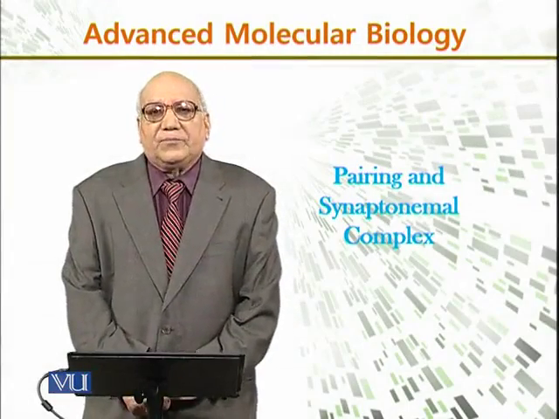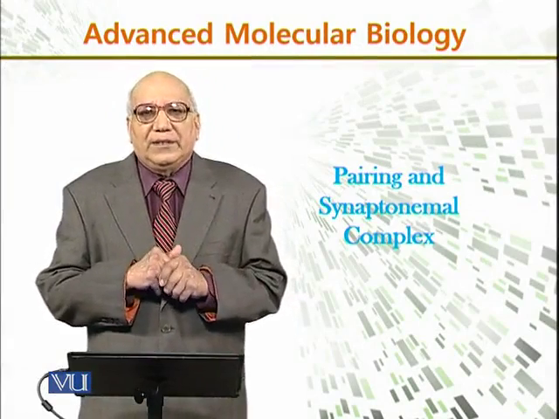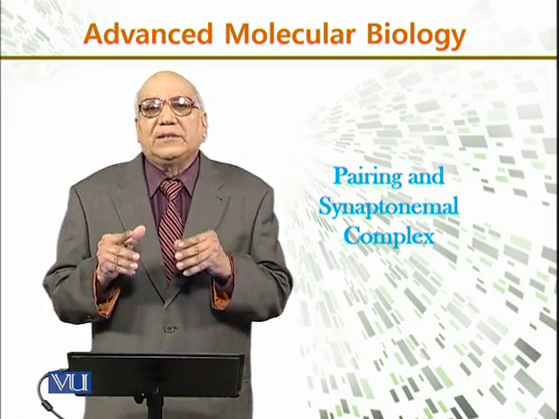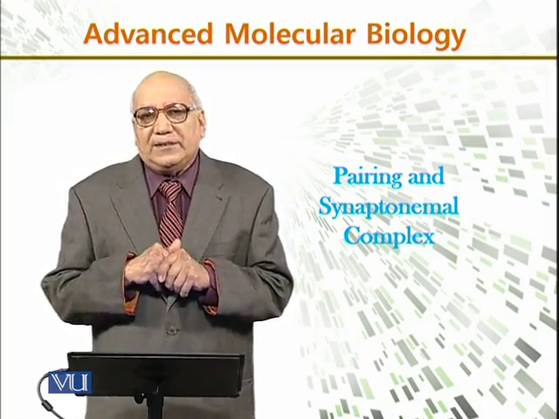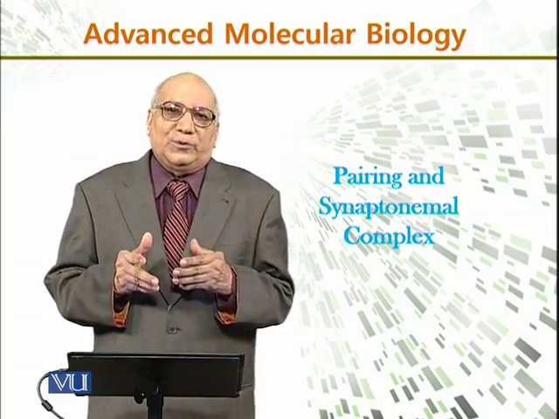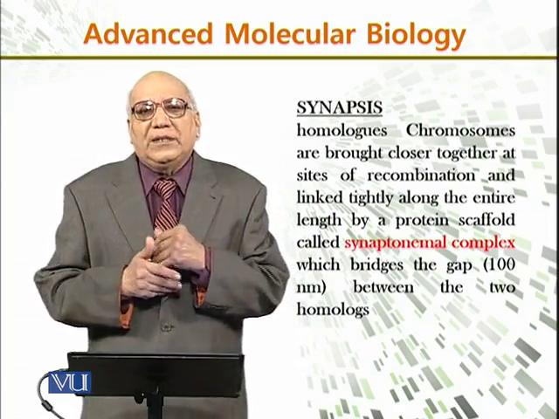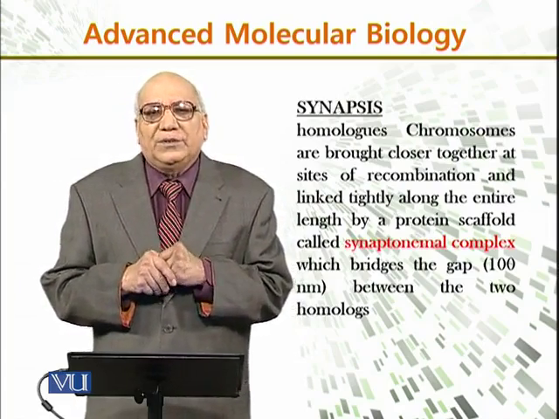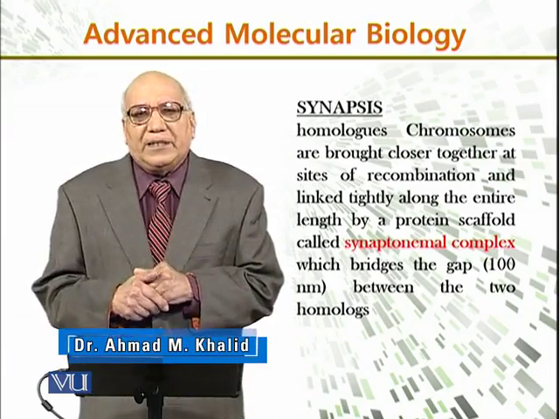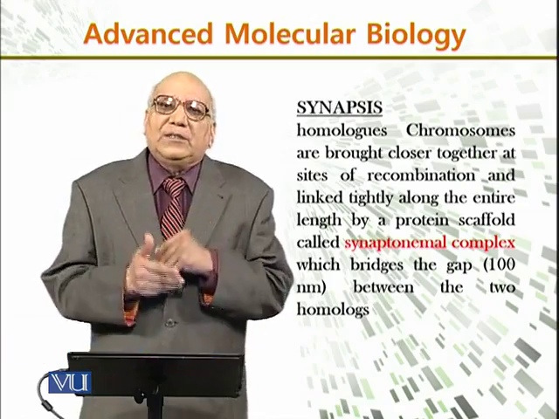Now, in this lecture, we will study how the chromosomes pair up and make a synaptonemal complex. As we saw in the earlier lecture, how chromatids, chromosomes and haploid chromosomes are made. Then the cell undergoes another process, that is how homologous chromosomes pair up and make a complex which is called the synaptonemal complex.